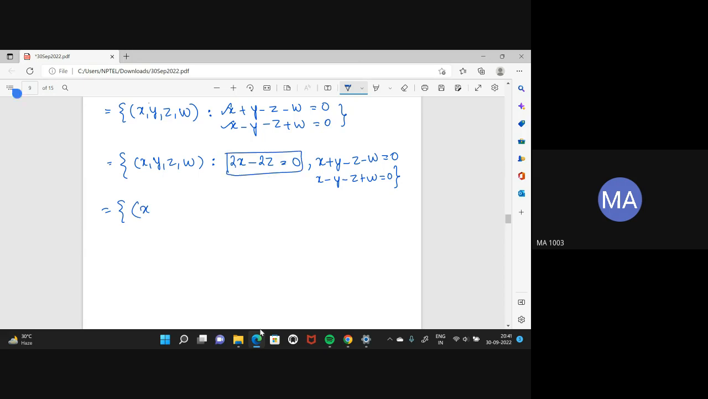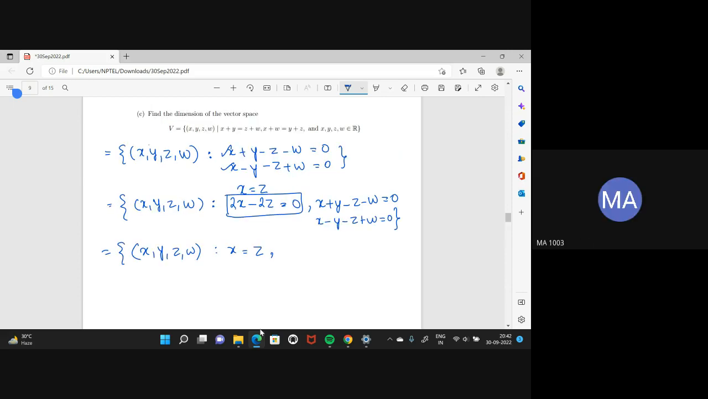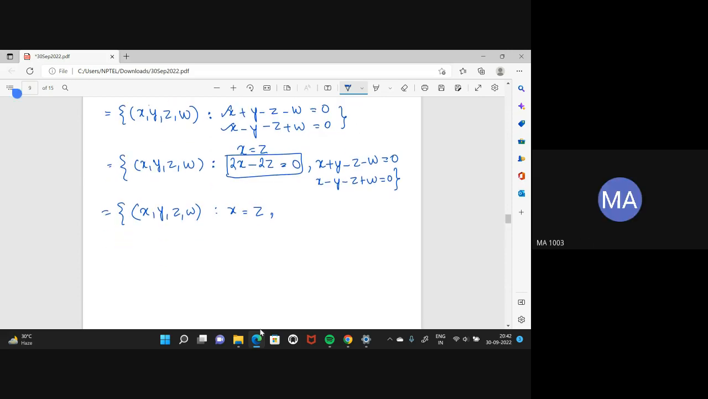So what do we get from here? We get x is equal to z, right? If we keep all three equations, then we do not get a minimal spanning set, I think. Right. Now x is equal to z. Can you put x is equal to z in the other two conditions? Yes, ma'am, because both the conditions are satisfied. So what will you get from the first equation? y equal to w. From the second equation? Same thing. Again y equal to w.